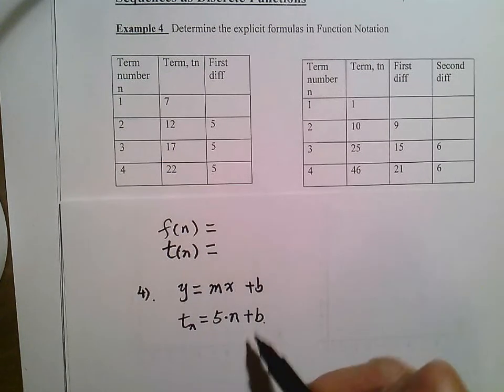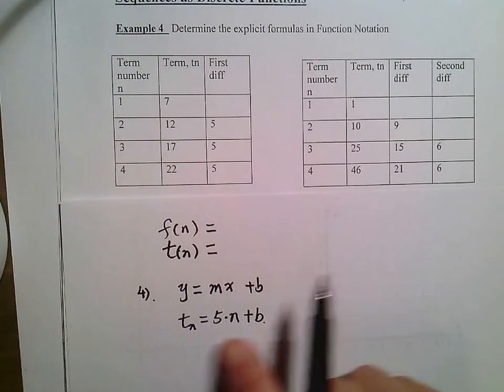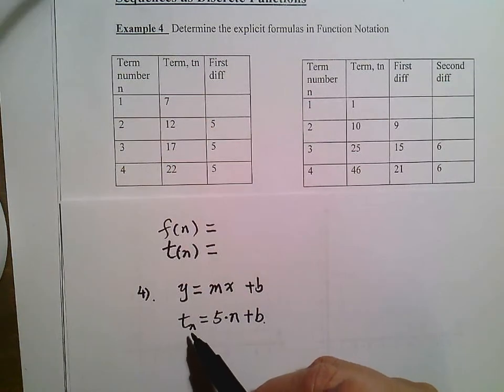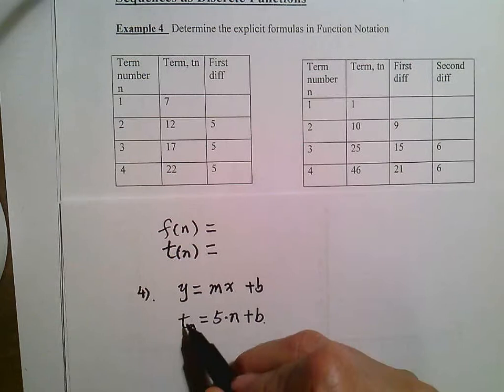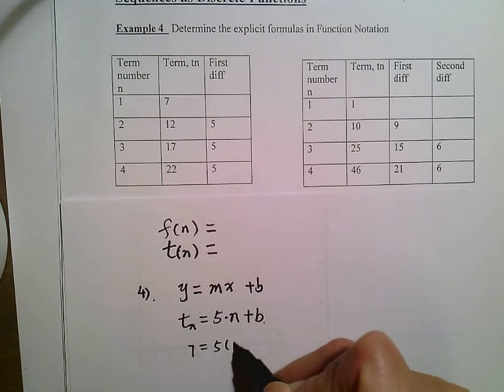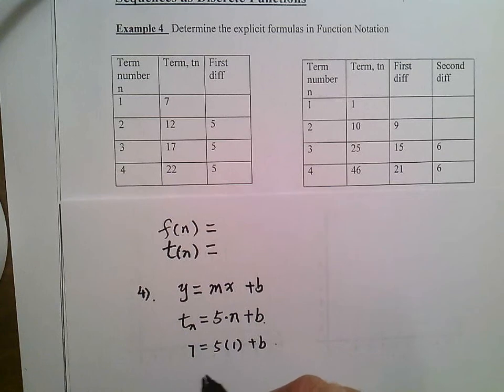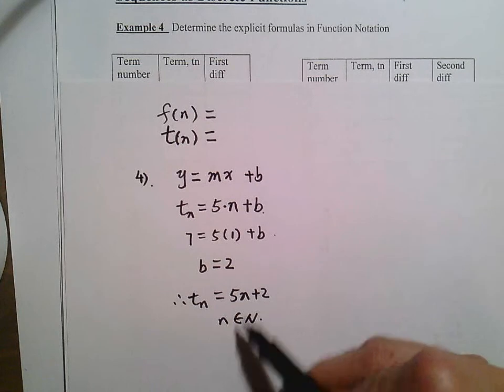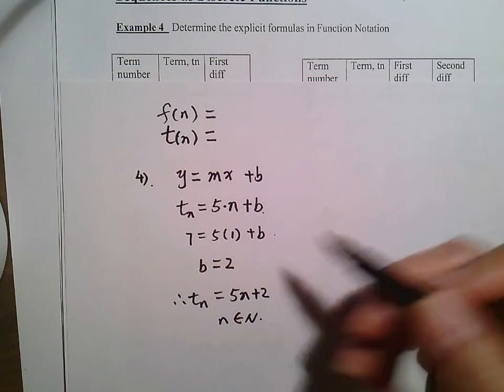Okay, now how do you solve for b? This is one variable, and you know that you have so many pairs of the term number and the term value here. So when n is 1 and t of n is 7, you do the substitution, and you can calculate your b is actually 2. Therefore, your nth term equals 5 times n plus 2. N, of course, is a set of, I think you didn't see that, n is a set of natural numbers.